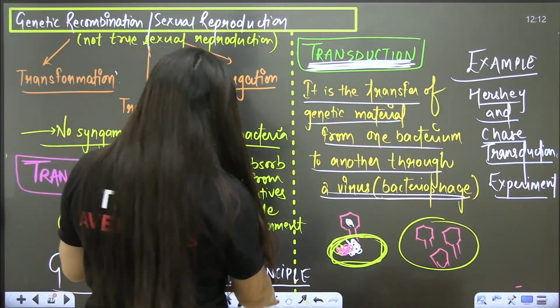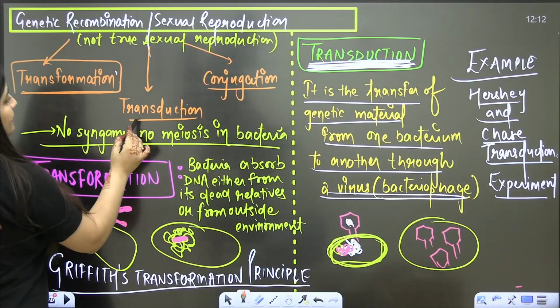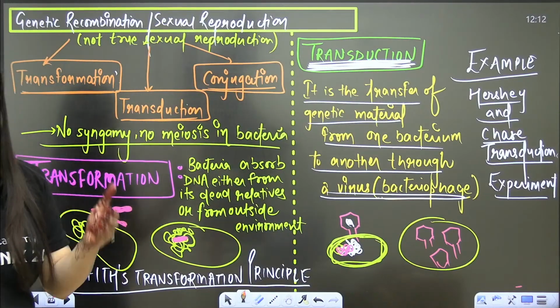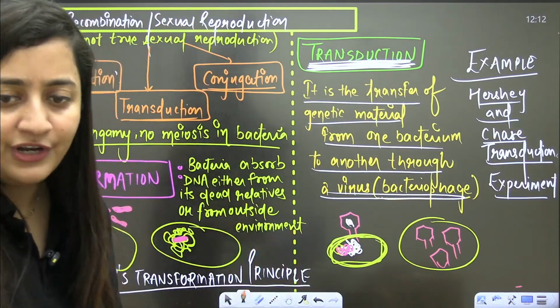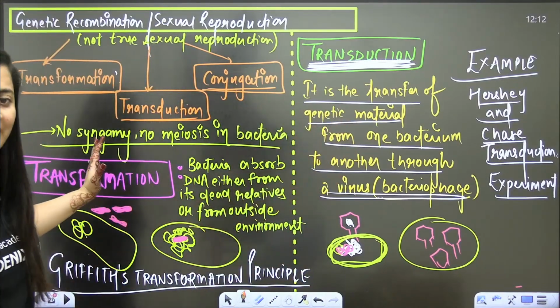When students read such chapters in class 12th and teachers ask, do you know what transformation is? Do you know what transduction is? Do you know what conjugation is? They are not aware of it. They don't know what these words are. Now I believe these meanings are clear.